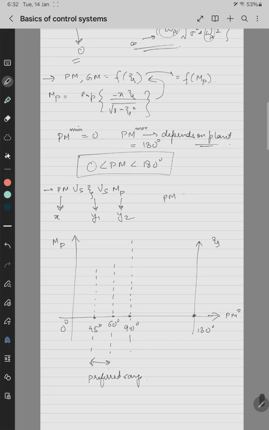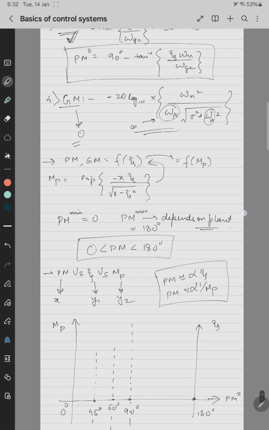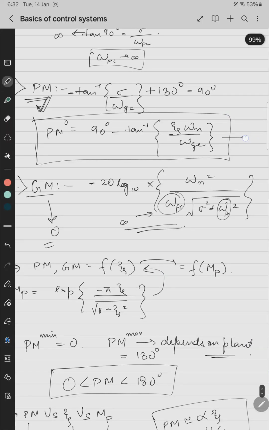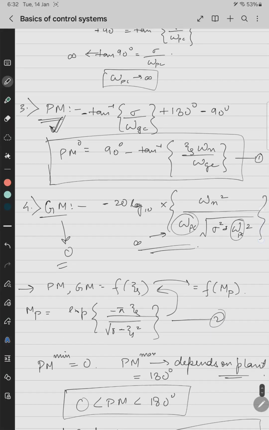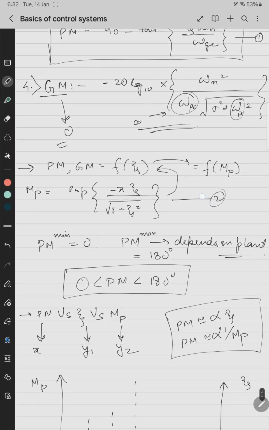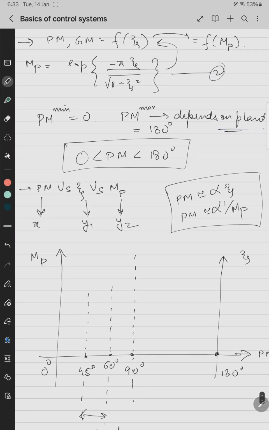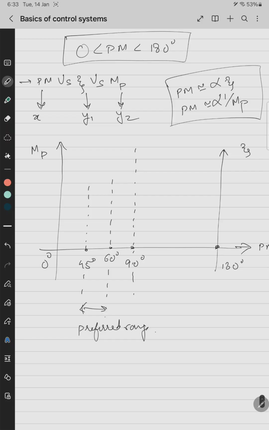You can write phase margin as almost directly proportional to zeta, and phase margin almost inversely related to peak overshoot MP. First, the phase margin versus zeta formula is this. Substitute zeta with MP using equations 2 and 1. Solving 1 and 2, you can get the relation between phase margin and MP, and approximate that in some small range of angle. Then you will observe this, okay, let me change the color.